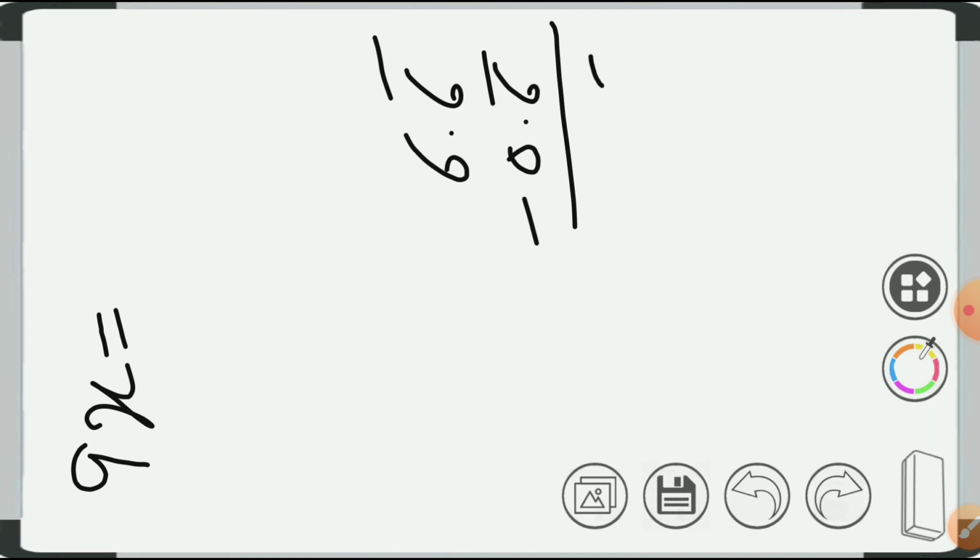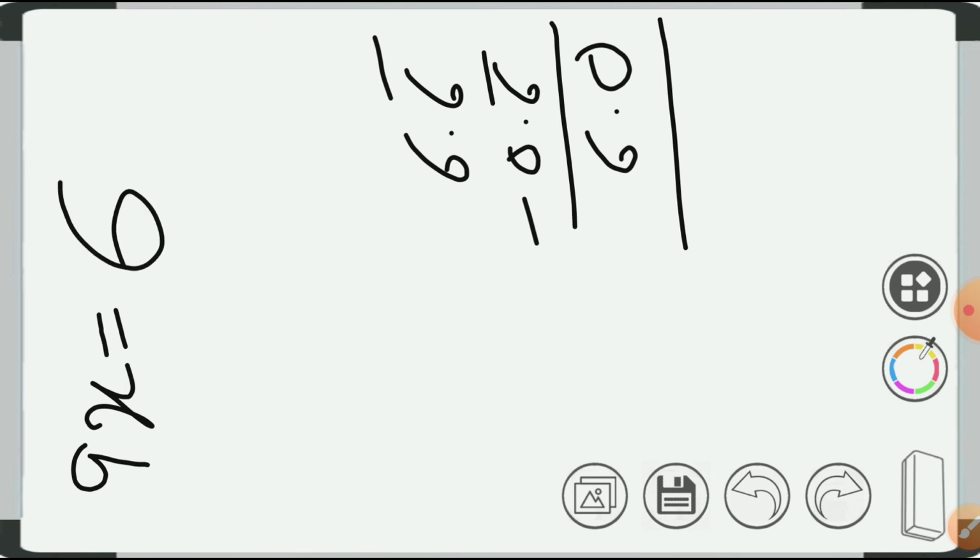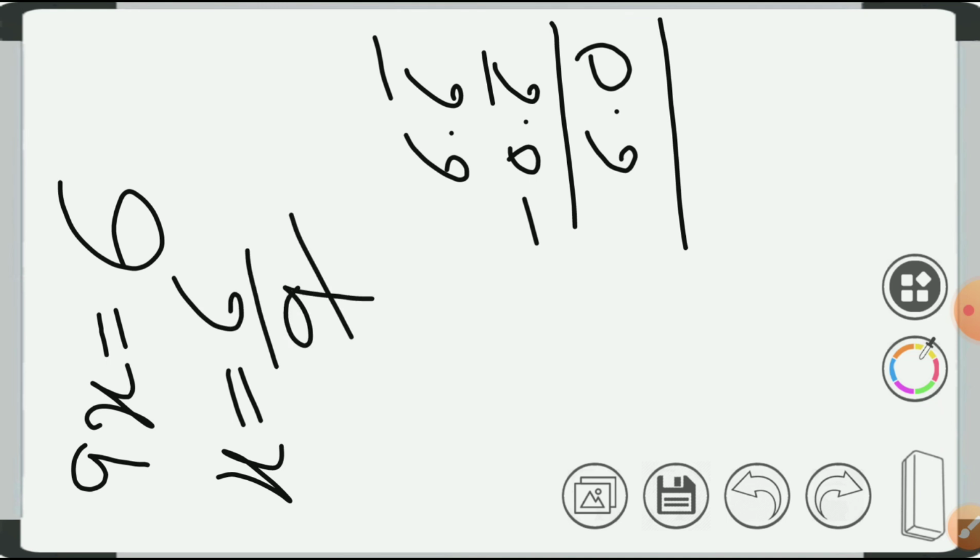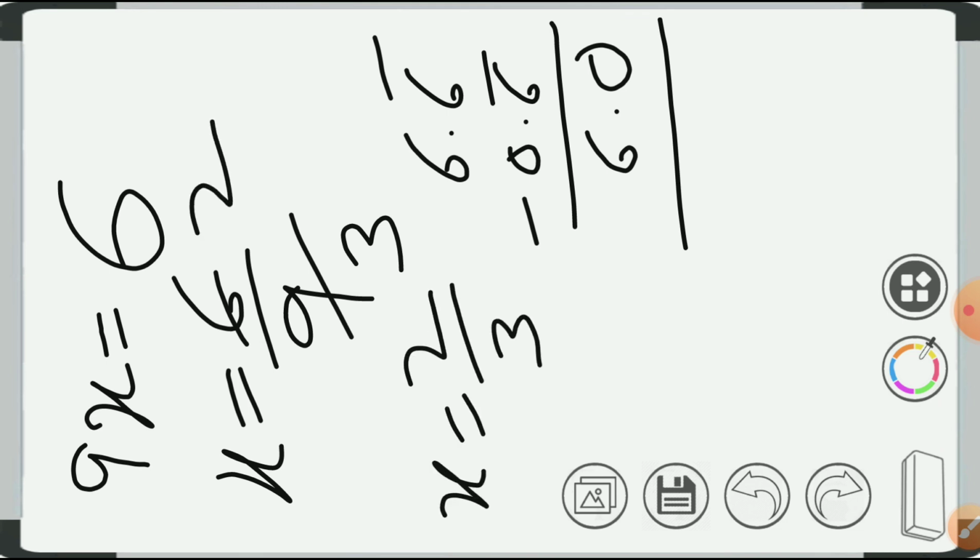6 bar minus 6 bar, 0. 6 minus 0, 6. Your answer is 6.0, that's why I write here 6. Next, x equals 6 divided by 9. You divide it. 3 3s are 9, 3 2s are 6. x equals 2 by 3. It is in rational form.